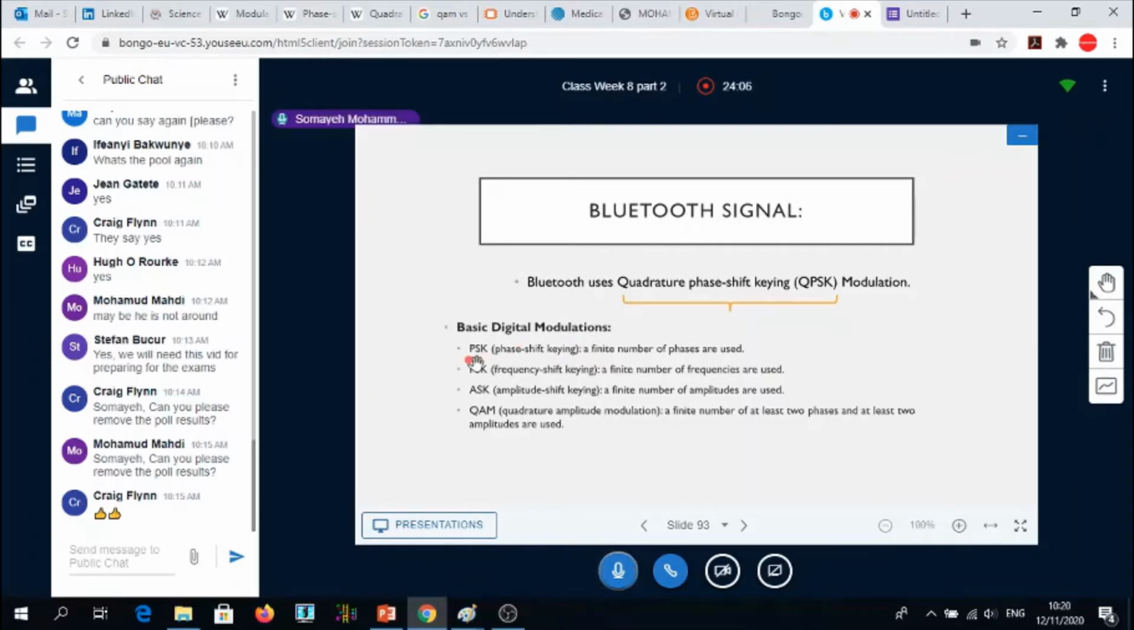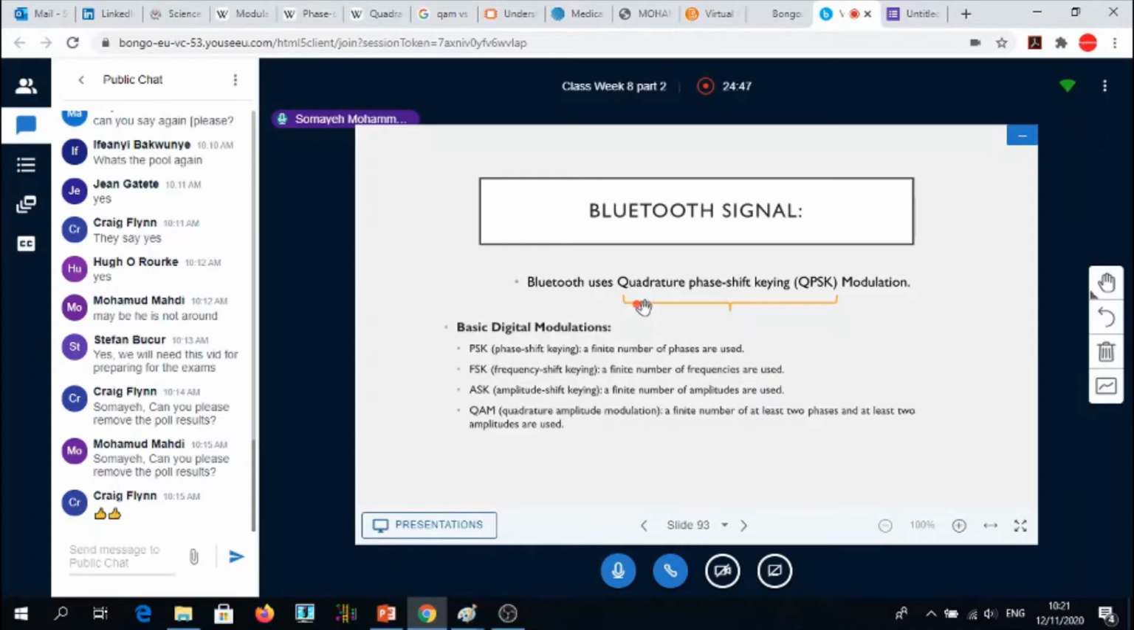So first we look at PSK, which is phase shift keying, and then we look at FSK, frequency shift keying, and ASK, the amplitude shift keying, and QAM. So QAM would be the quadrature amplitude modulation, and QPSK, which Bluetooth uses, is advanced version of the PSK that you have here. So when we look at the basic of this, then I can move and explain how QPSK signal works.